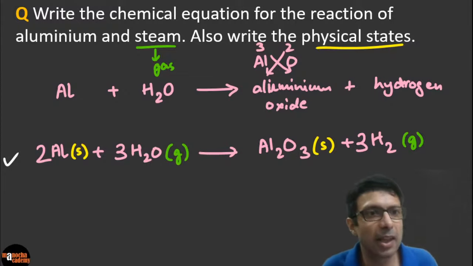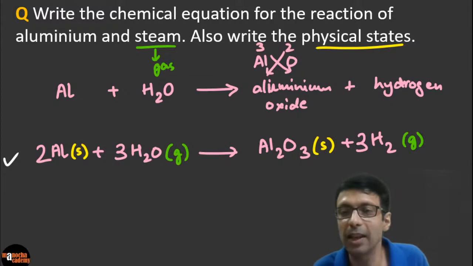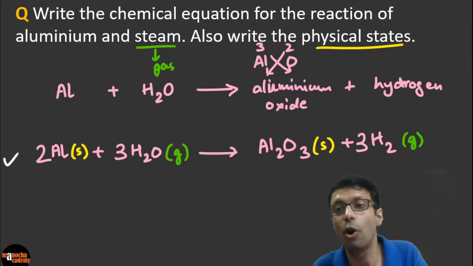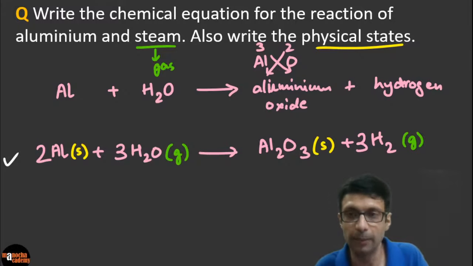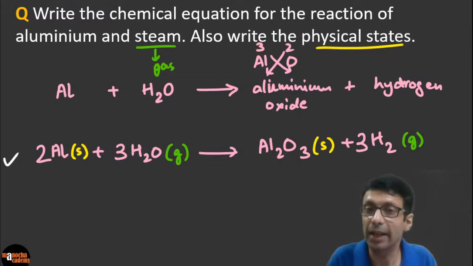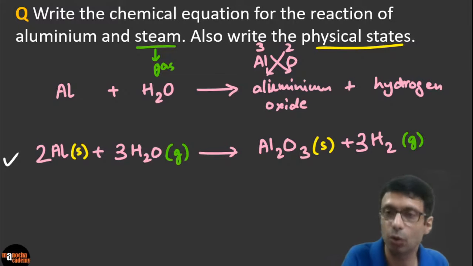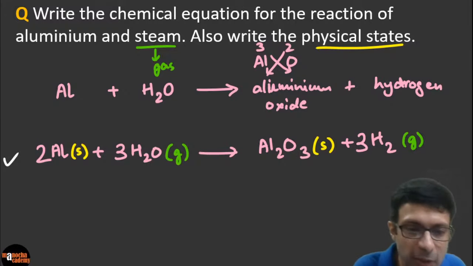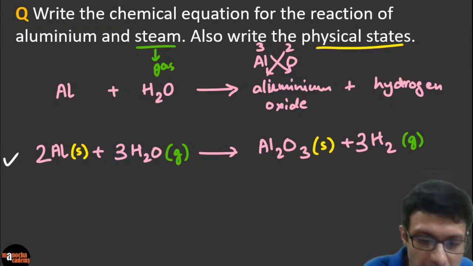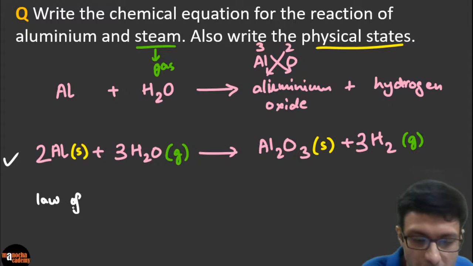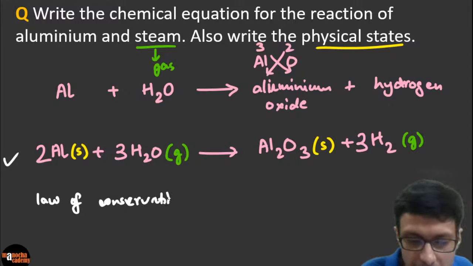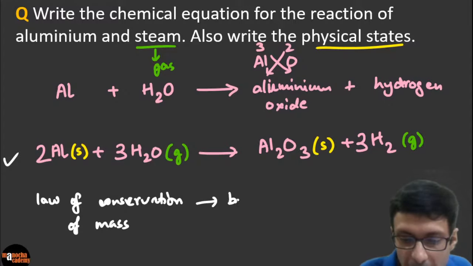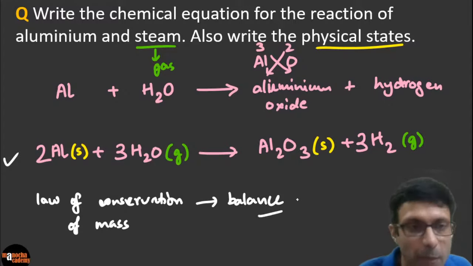Which law is used for balancing equations? Panda PUBG is asking. So you know, balancing is based on the law of conservation of mass. We are counting the atoms, but finally, what are we balancing? The mass of the reactants is equal to the mass of the product. So good question. The balancing of equations is based on the law of conservation of mass. That is why we balance the equations: to satisfy the law of conservation of mass.